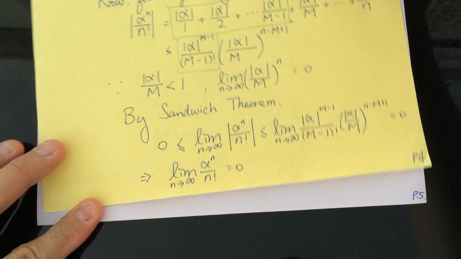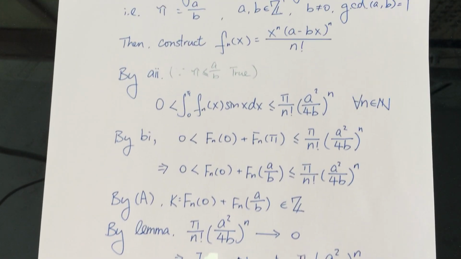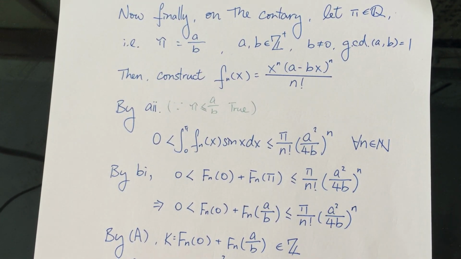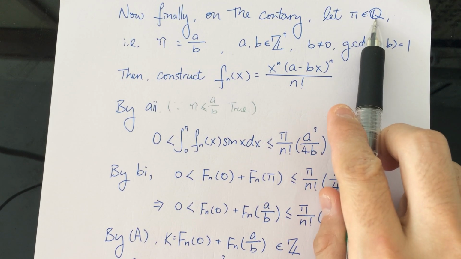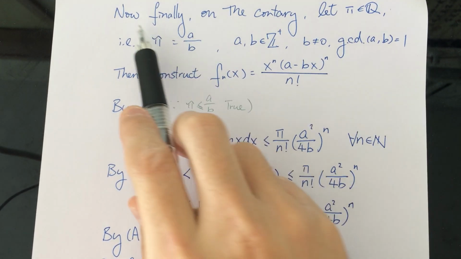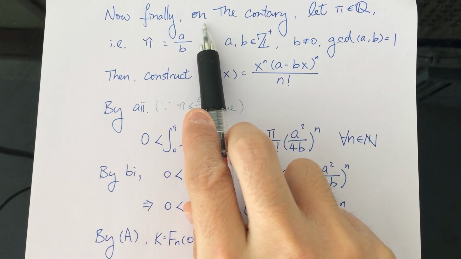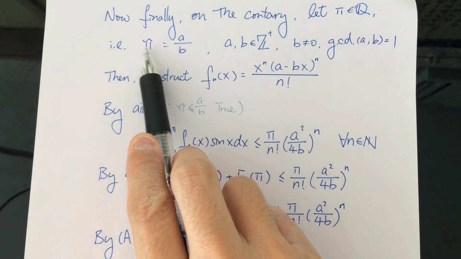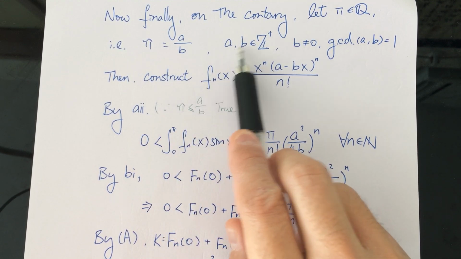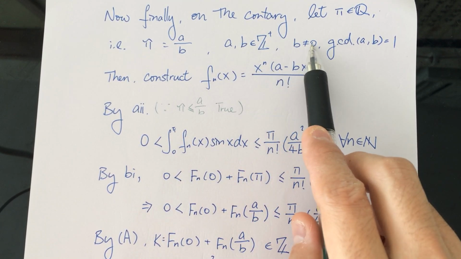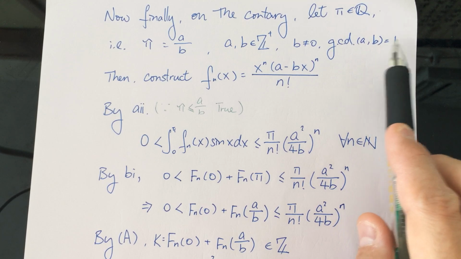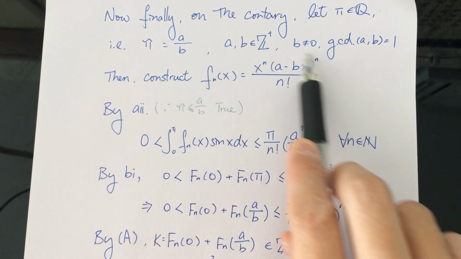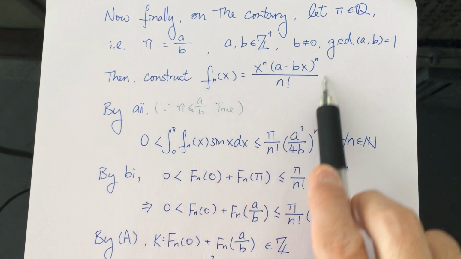Now, here comes the most interesting part of this video. Now we try to prove pi is an irrational number. So we prove by contradiction. On the contrary, we assume pi is a rational number. That means pi equals a over b, where a and b are positive integers, b is non-zero, and the GCD of a and b is 1. Then construct the 2n-th degree polynomial f_n(x) as above.